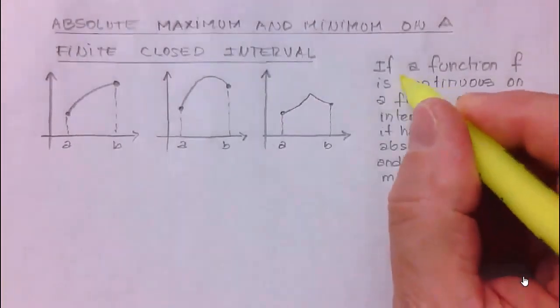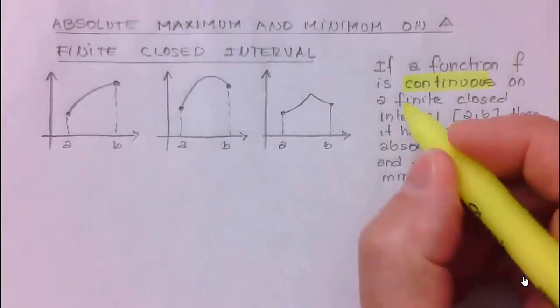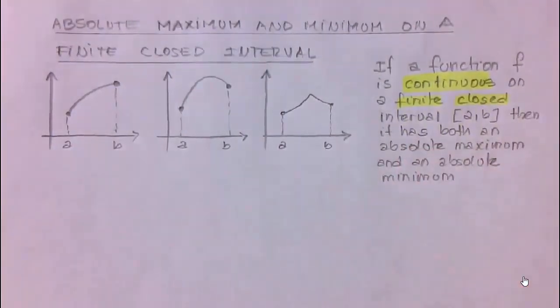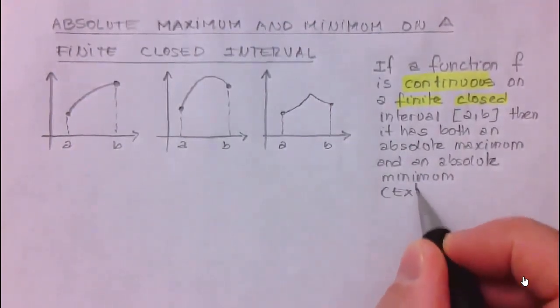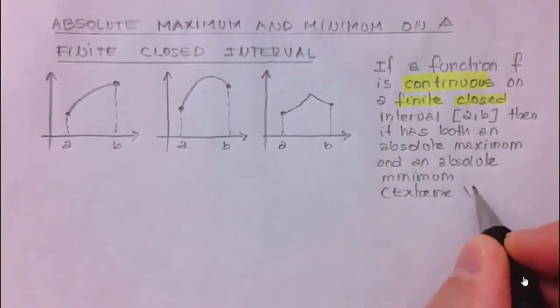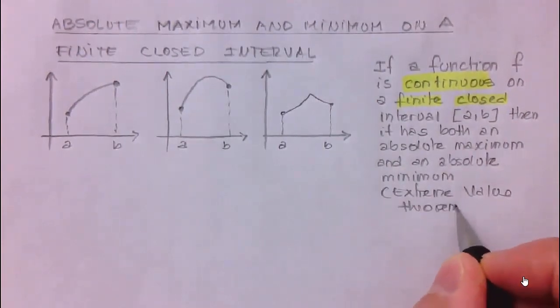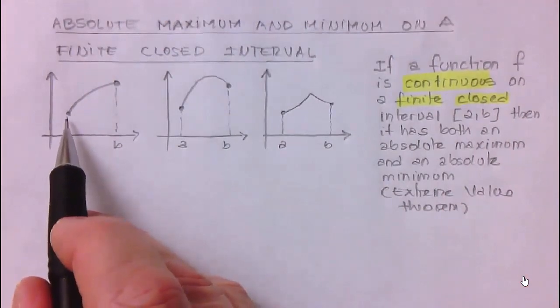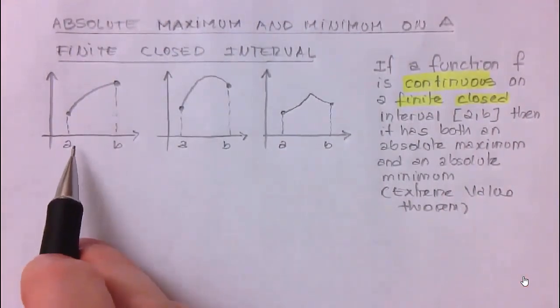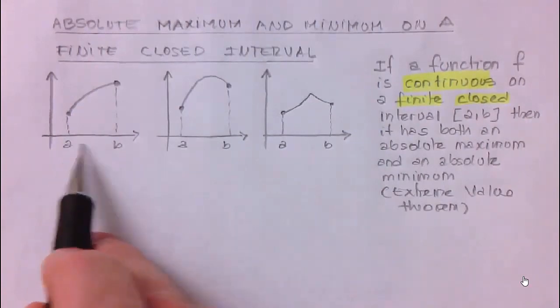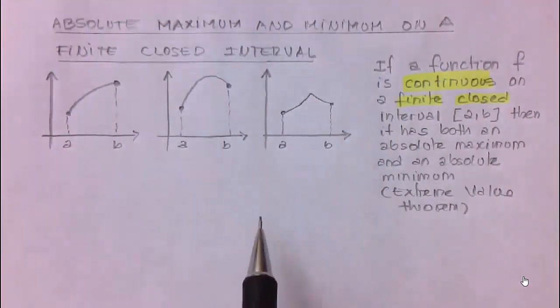If a function is continuous and it is defined on a finite closed interval, then it has to have both an absolute maximum and an absolute minimum. This is called the extreme value theorem. And when you look at the graphs, it's pretty obvious. If the function doesn't have any holes or any gaps, and it is defined in a closed interval, then it has to have both an absolute maximum and an absolute minimum.